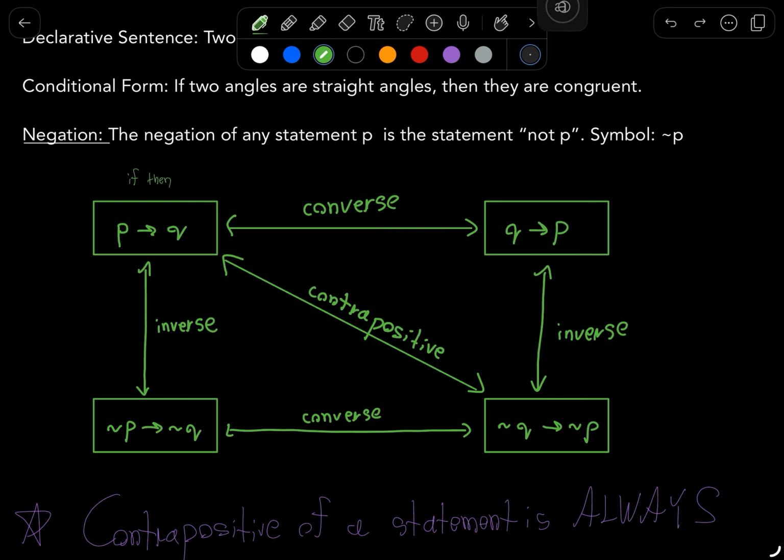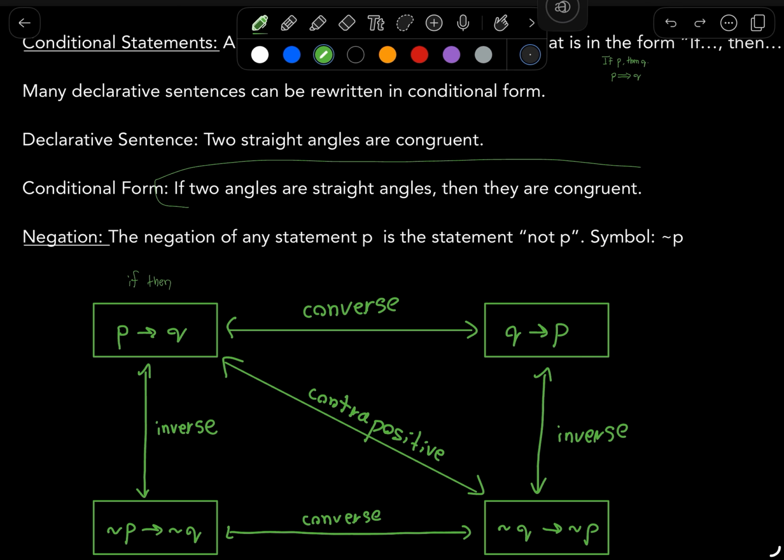Now, if you want an example of how that would sound, let's use this basic conditional form here: if two angles are straight angles, then they are congruent. The converse of that would be: if two angles are congruent, then they're straight angles. That's the converse. You're just switching those two statements. Now for the inverse, you would say: if two angles are not straight angles, then they are not congruent. So that would be the inverse. You're just negating each part.